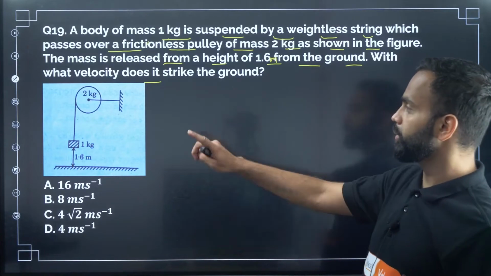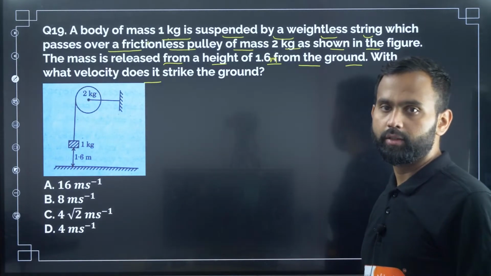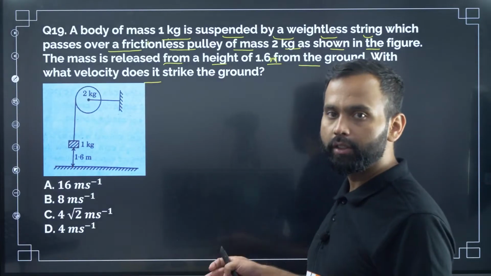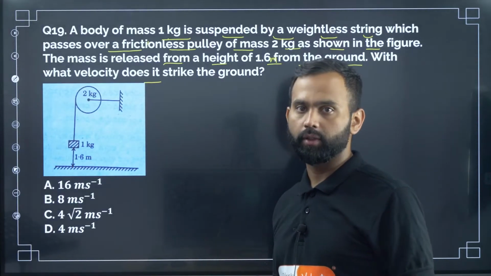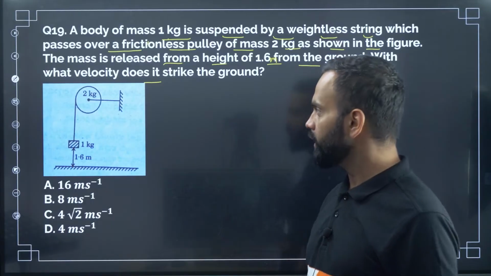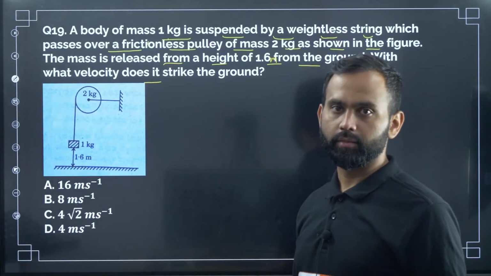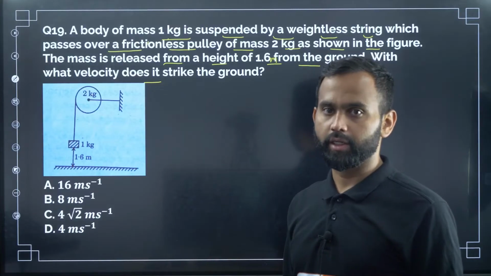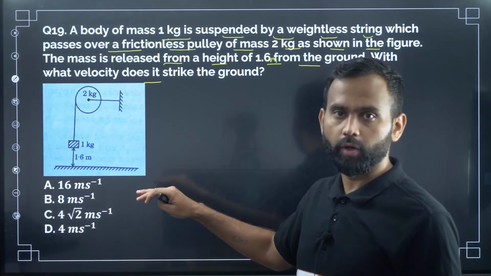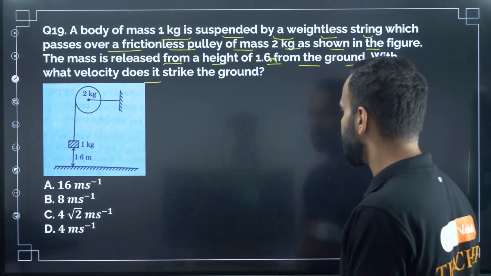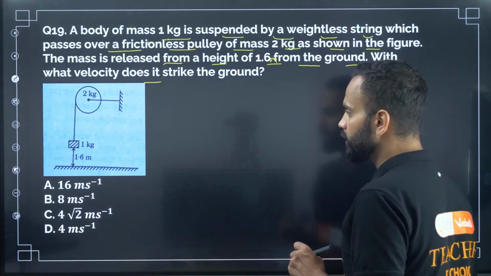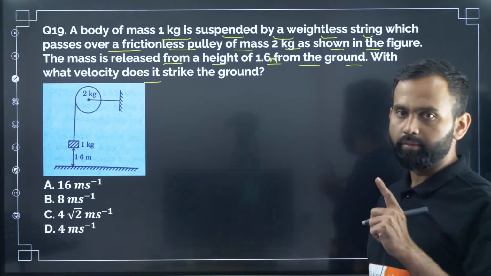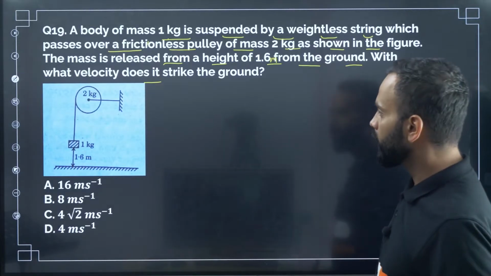Here our system is the pulley and the 1 kg block. Is there any external force or external torque acting on our system? No. There is no external torque and no external force acting on our system, so we can apply the conservation of energy theorem. So what is the conservation of energy theorem? Initial total energy equal to final total energy.